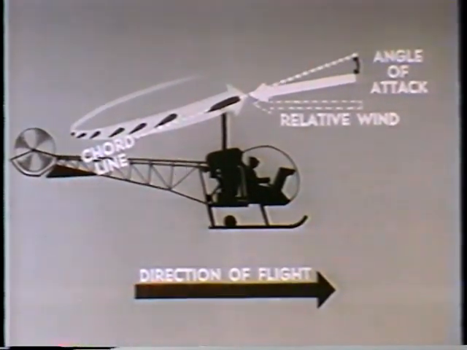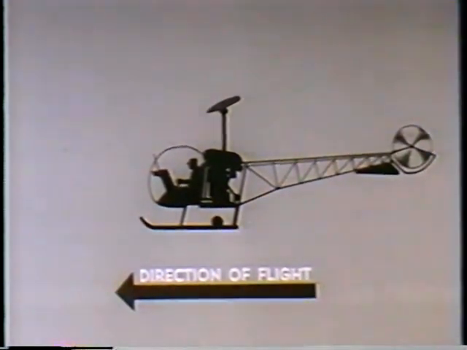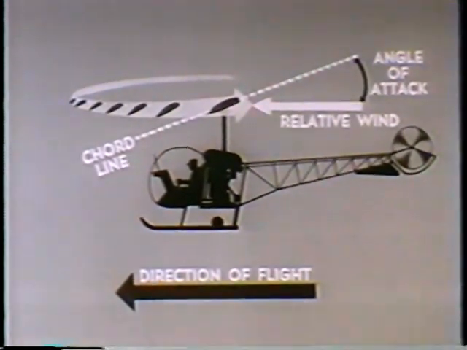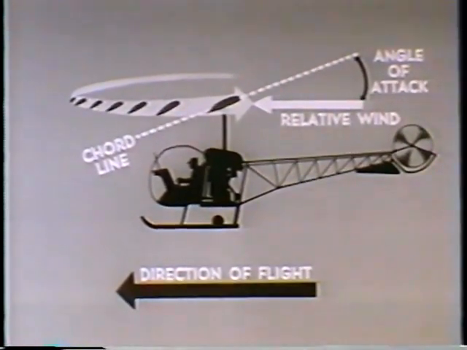Meanwhile, on the other side of the helicopter, we increase the amount of lift produced by the retreating blade. Let's see how that is done. If the retreating blade were not allowed to flap down, this would be its path, and the relative wind would be from this direction. The relative wind is always opposite to the rotational path of the blade.